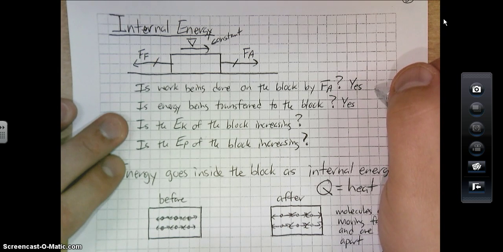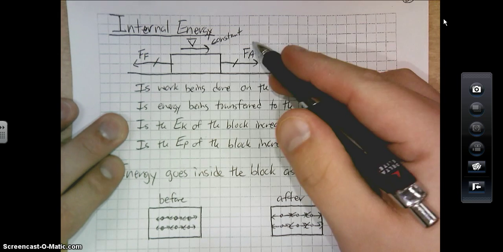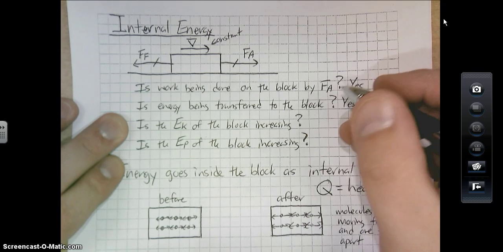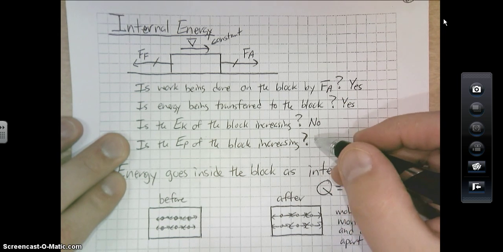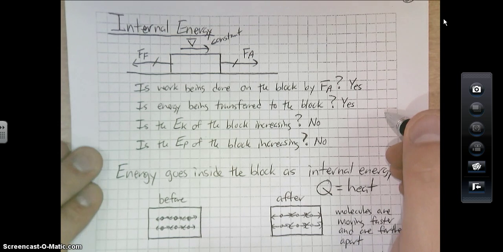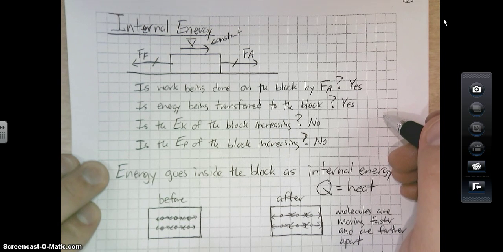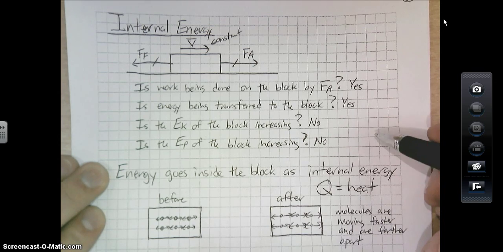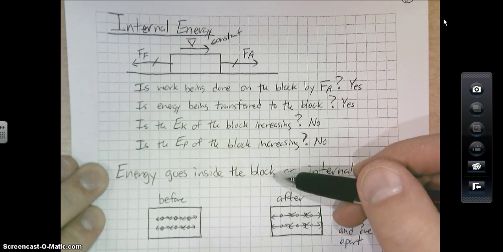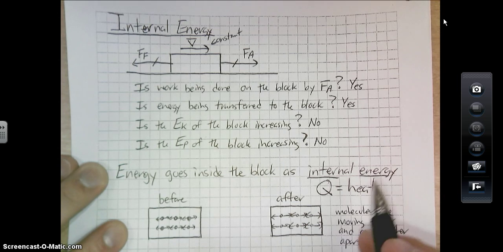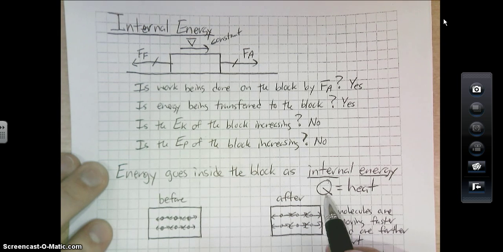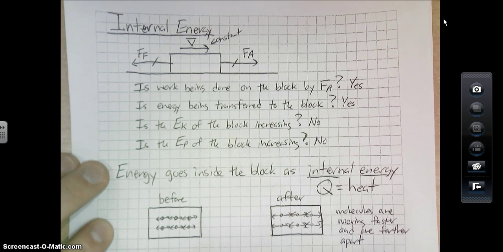Is the kinetic energy of the block increasing? No, because if it's moving at a constant velocity, then you're not increasing the kinetic energy, and you're not increasing the gravitational potential because we're not going to a new height. Therefore, all that work you're doing is basically just going inside the block as what we're going to refer to as internal energy, or better known as heat, which gets the symbol Q. Again, I'm not exactly sure why they use Q, but they use Q.